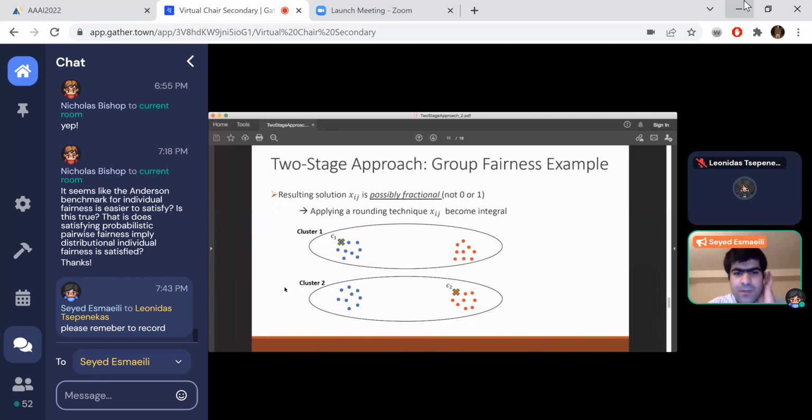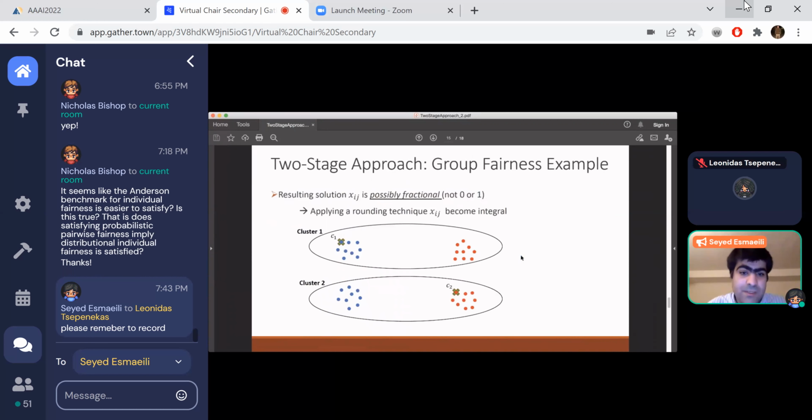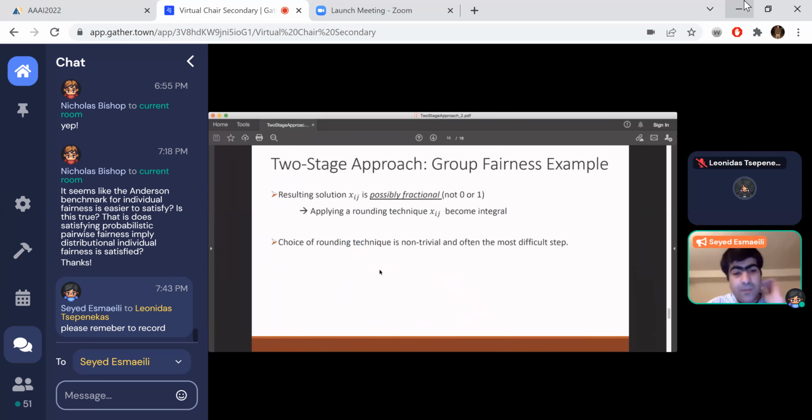I'm not going to go through the rounding technique because rounding techniques tend to be the most difficult step in the entire algorithm, and they're application dependent. But you will apply the rounding technique, and then you'll end up with this solution. Instead of ending up with clusters that are either completely blue or completely red, you'll end up with clusters that mix the two colors. The choice of rounding technique, as we said, is non-trivial, and often it's the most difficult step in the algorithm.